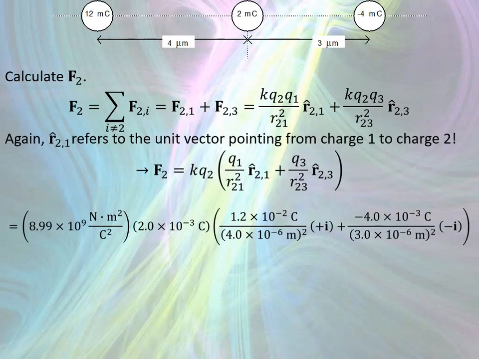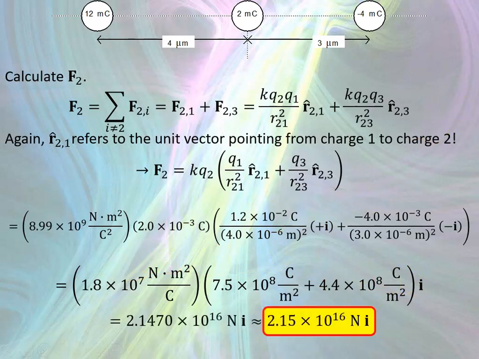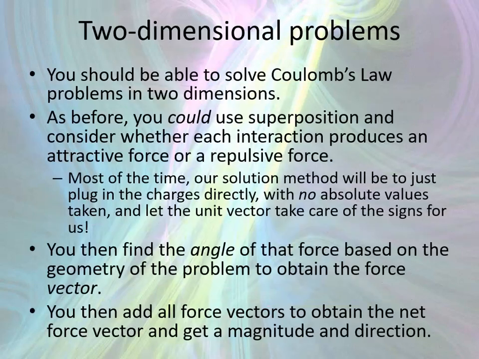So, we plug those in. And now, the signs of the unit vectors and everything else with the unit vectors takes care of everything with the problem. And also the signs on the charges as well. And so in this case, the negative times the negative made the positive, and in this step we get exactly what we had at this point in the previous method of doing the problem. So in the end, we get 2.15 times 10 to the 16 newtons in the I direction. In other words, 2.15 times 10 to the 16 newtons in the positive x direction.